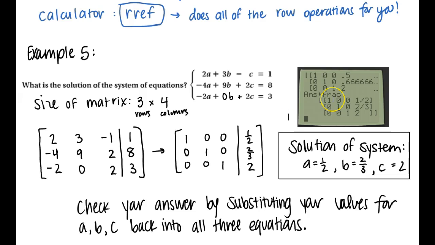So our solution is a equals 1/2, b equals 2/3, and c equals 2. Those are the values of a, b, and c that satisfy all 3 equations. And like we talked about earlier, you can check your answer by substituting your values for a, b, and c back into all 3 equations, and you'll see that they are satisfied.